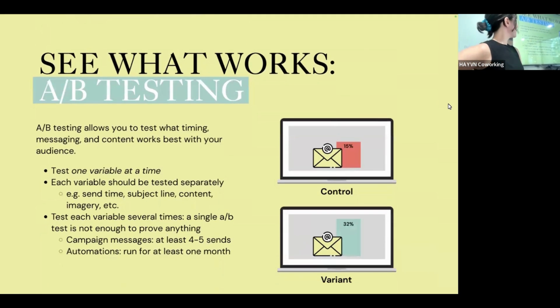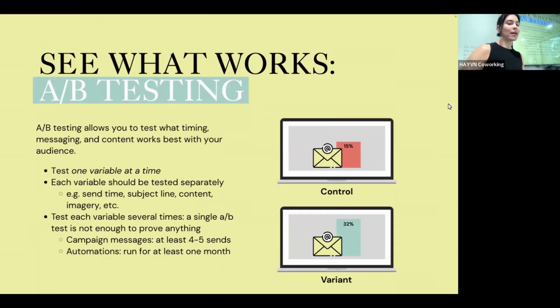Finally, A/B testing. So when you actually send your emails and you have your averages and you're like, I don't love this click rate, I want to try to improve click rate. What can I do to improve this? That's where A/B testing comes in. A/B testing allows you to test what timing, messaging, or content works best with your audience.